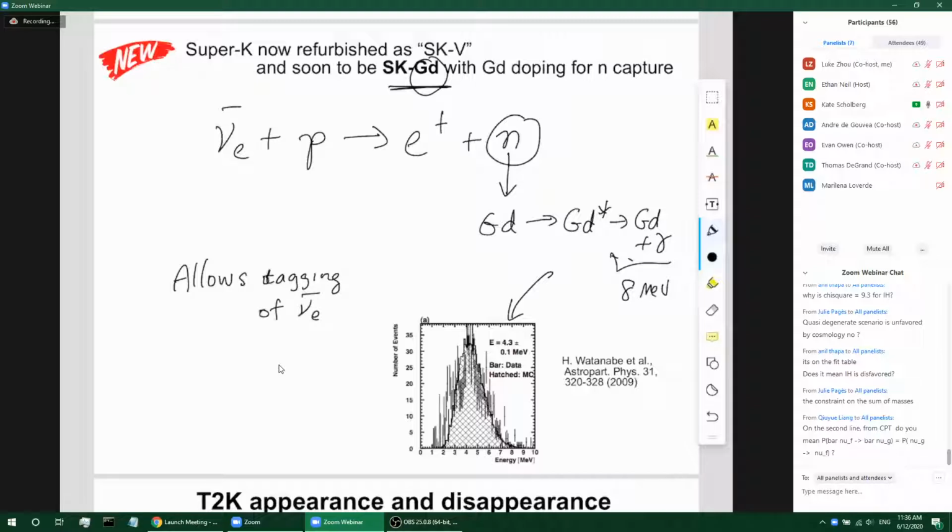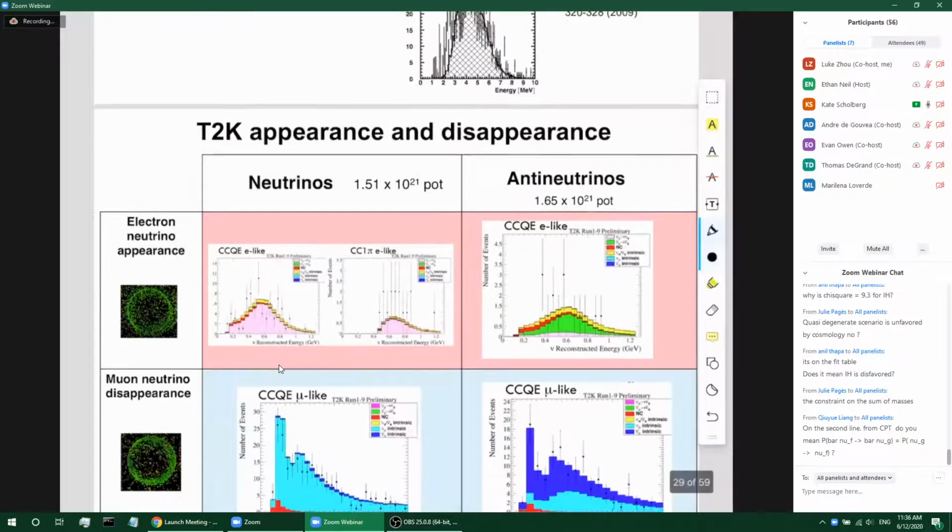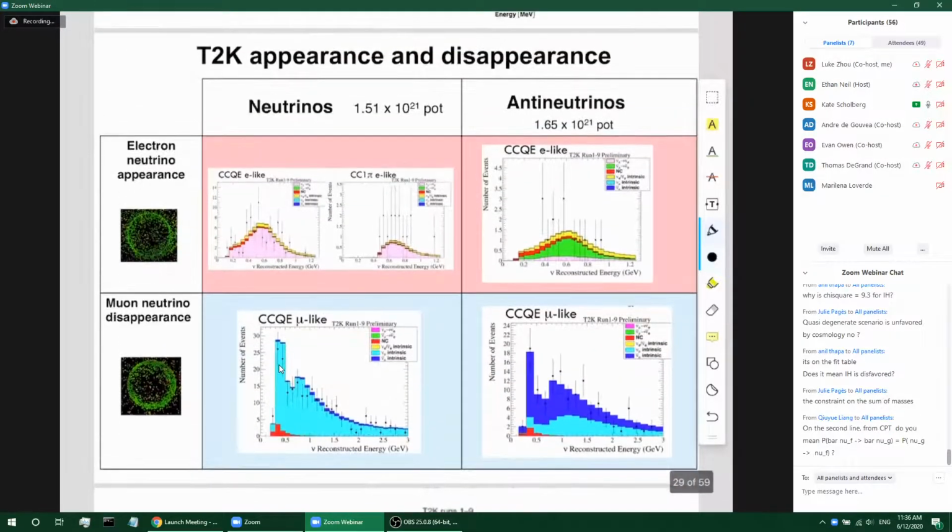And this should be happening this year. It's been delayed. We don't know how much longer, but that is a potential improvement for high energy as well. Okay, and T2K has, this is now information in neutrinos and antineutrinos in both appearance and in disappearance.